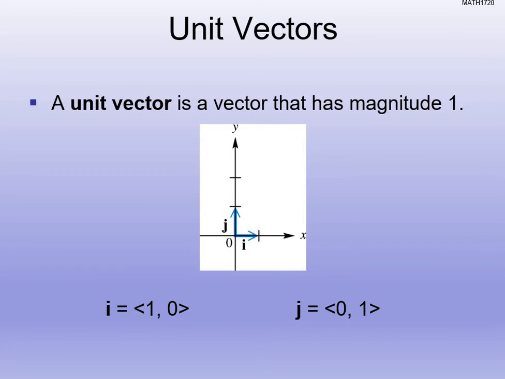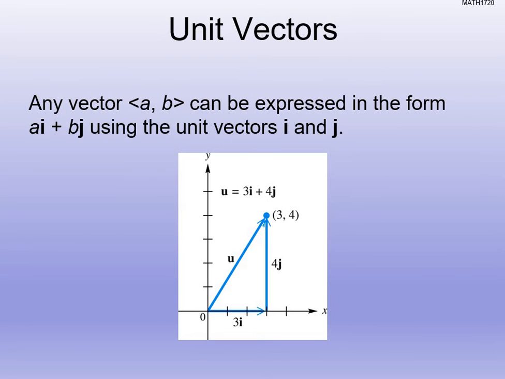So when you take the magnitude, that's a squared plus b squared, square rooted, you get 1. So we tend to define i as the unit vector in the x direction, and j as the unit vector in the y direction. Any vector can be expressed in the form ai plus bj. We're going to use the unit vectors i and j to describe this.